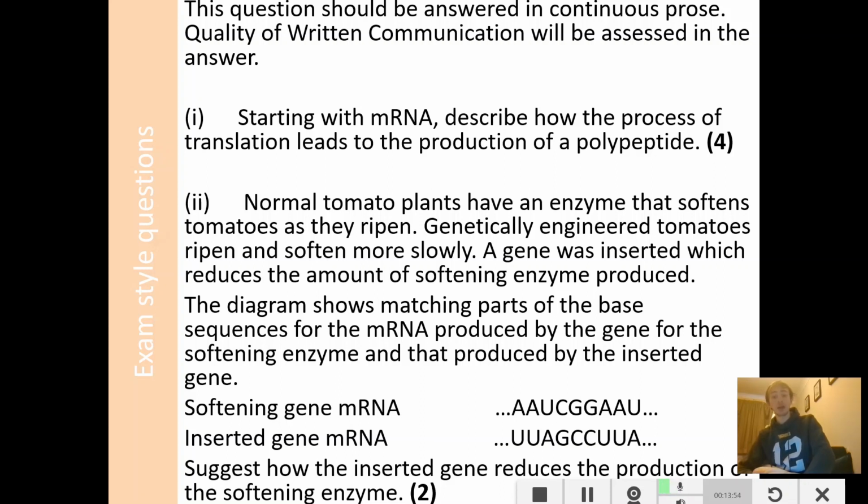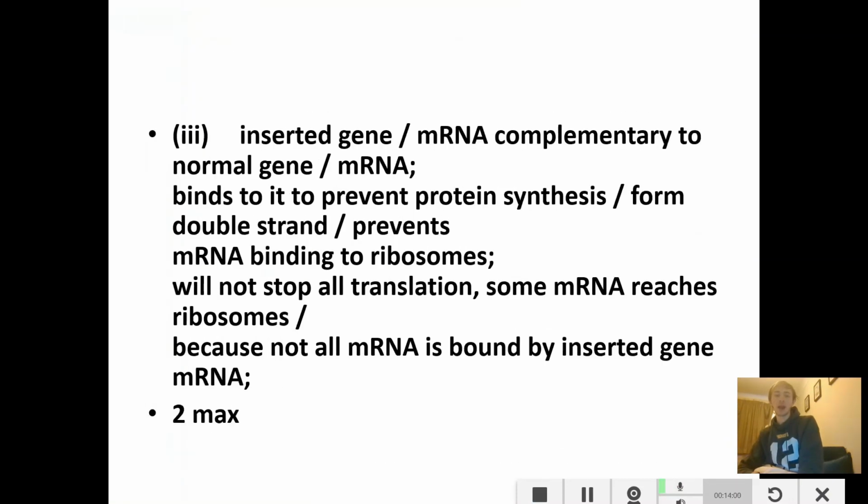Hopefully, what we would see is that it would automatically form hydrogen bonds between the U's on the inserted gene and the A's on the softening gene. And so the marks are, inserted gene is complementary to normal gene. And you get a mark for that. That means even if you can't figure out why that matters, having noticed that gets you a mark. And with difficult questions like this, it's worth writing down just anything you notice, because it's often worth a mark. That it will bind to it to prevent protein synthesis.